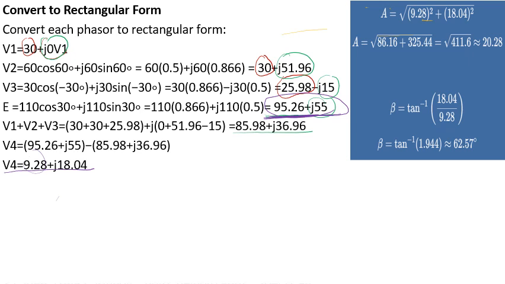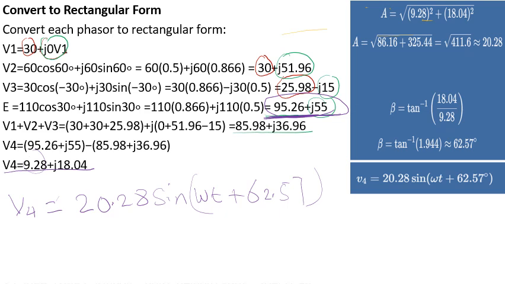Then we also need to find the angle. Finding the angle, it is tan inverse of the y component divided by the x component. Doing that, we get our angle as 62.57. Now express V4 in the sinusoidal form. Our magnitude was 20.28, so it is 20.28 sine omega t plus 62.57. So this is how we express it. Our V4 now becomes this.